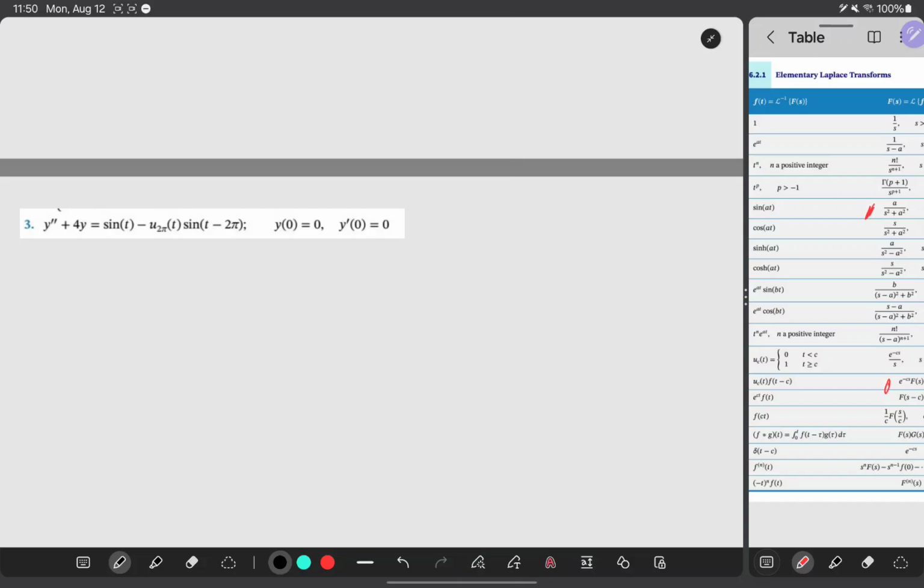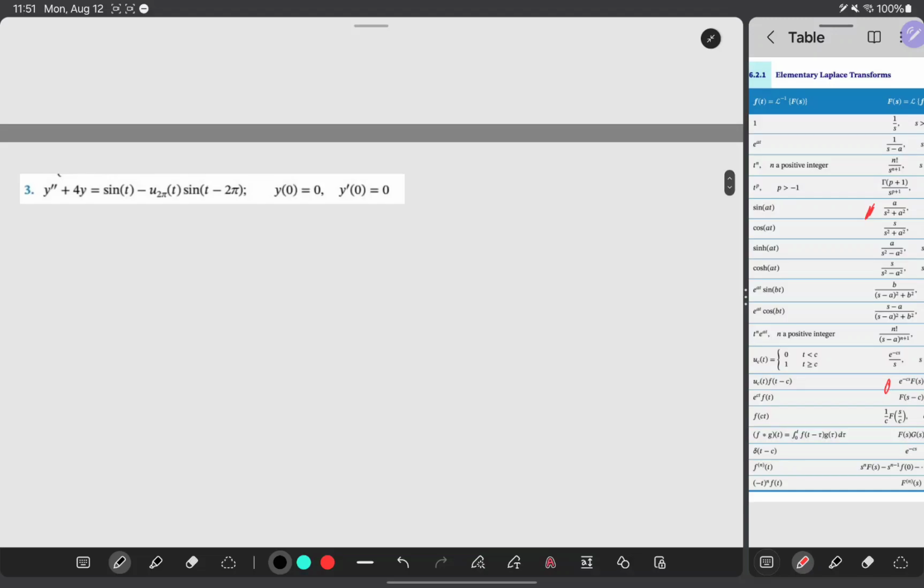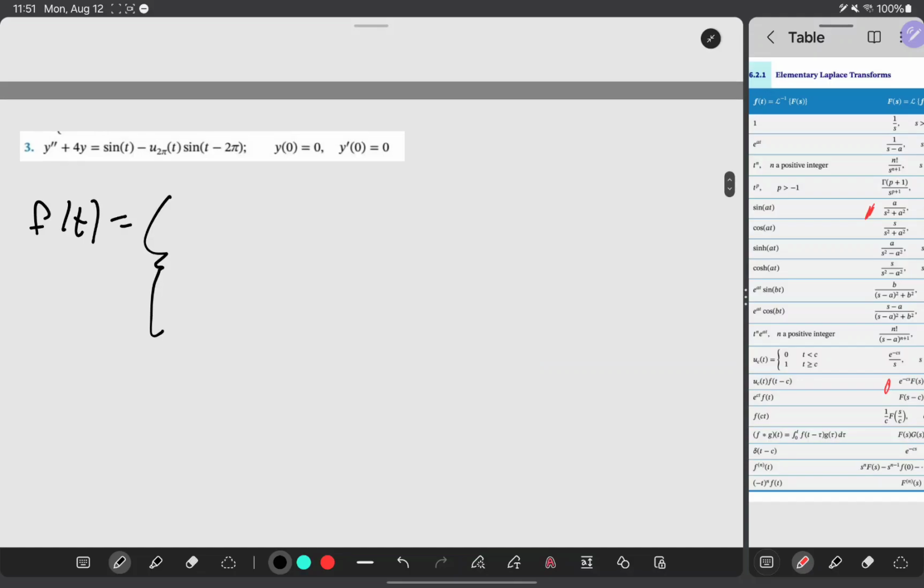So we're going to start with the graph, right? This one we have to start by writing out our f of t. That's what I usually do. I usually always write out the f of t before I graph. You don't have to, though. But this starts with sine of t. And then, oh, this is nice. Sine of t, and we go down by sine of t minus 2 pi.